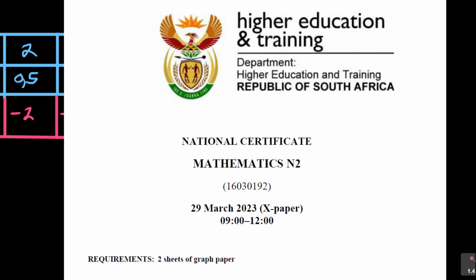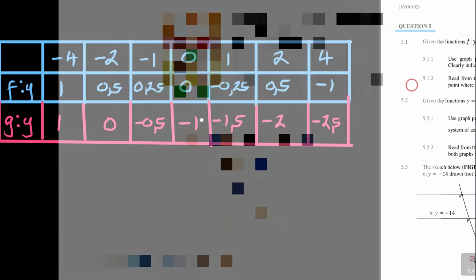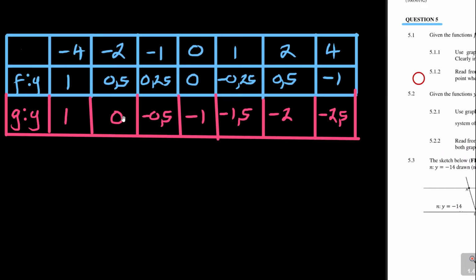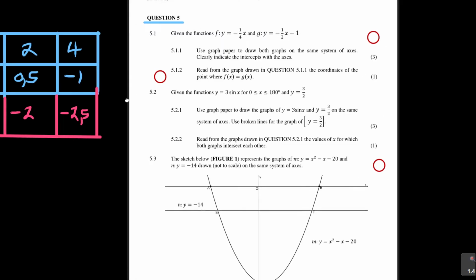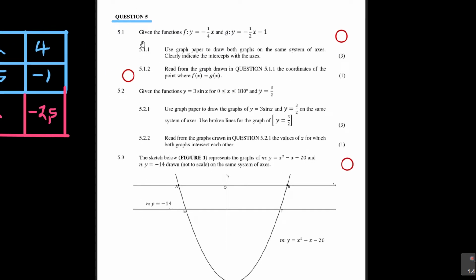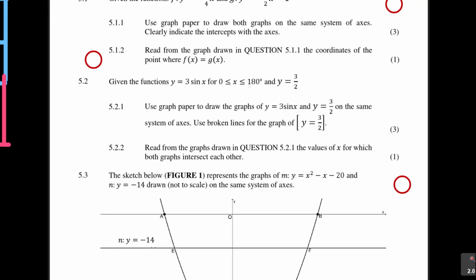As we continue to question number 5, what I've done is I have gone ahead and drawn this table for you, but I'm going to show you how I came up with this table. So question 5, what does it say? It says given the functions, let me look at this.